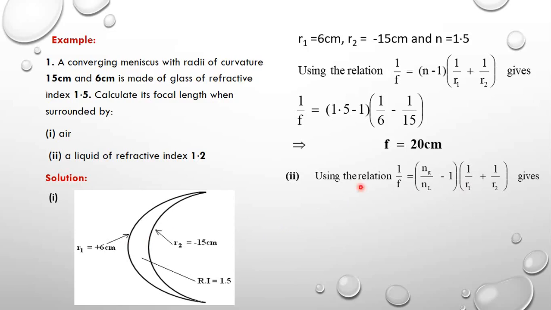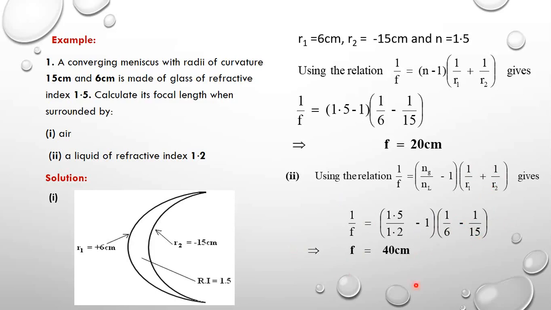Then after getting this, we are going to substitute for Ng, NL, R1, R2, and that will give us 1 over f is equal to (Ng, which is 1.5, over NL, which is 1.2, minus 1) into brackets 1 over 6 minus 1 over 15, because remember it is a plus, but the R2 is negative, so it gives you negative 1 over 15.